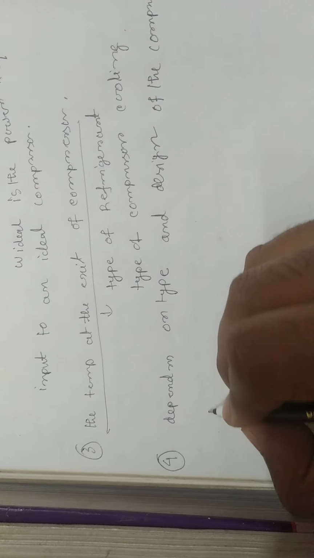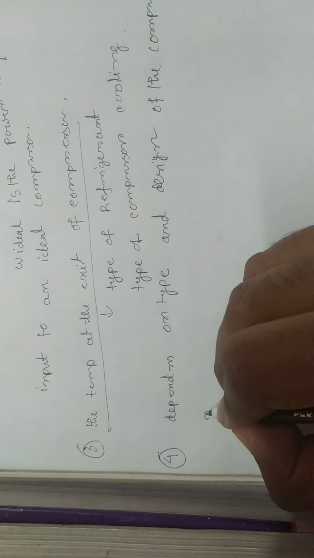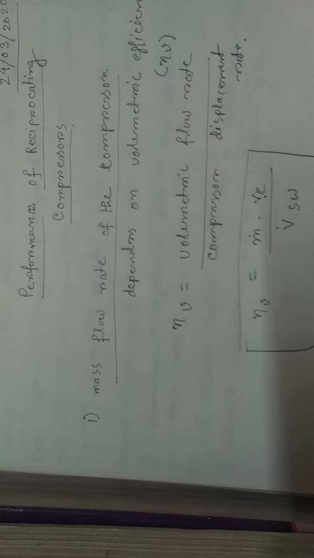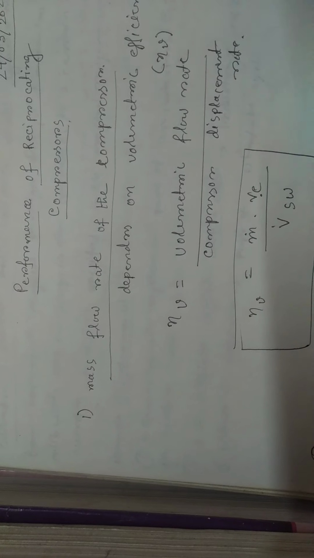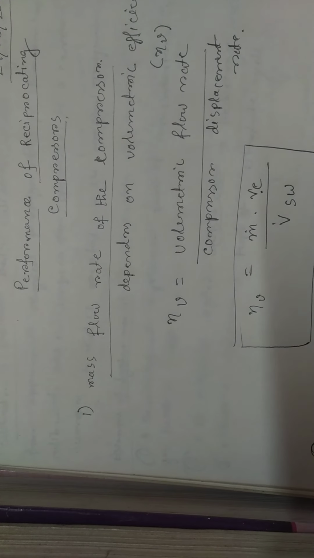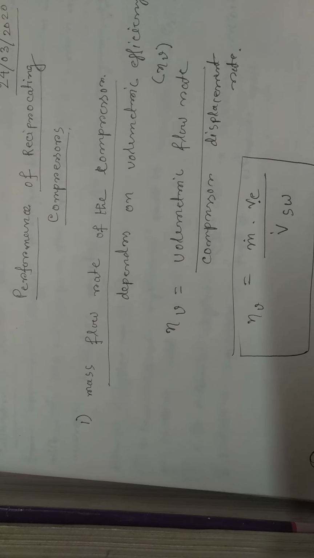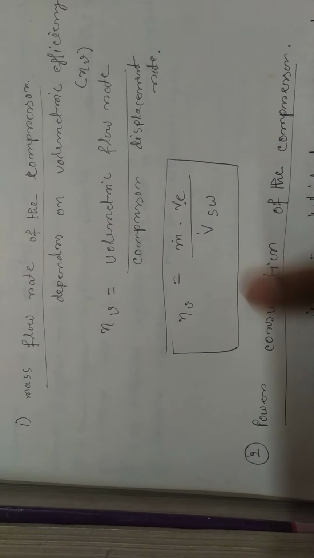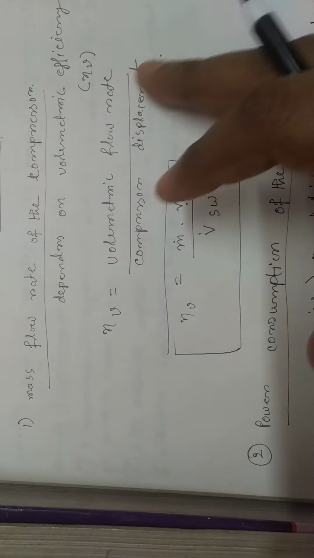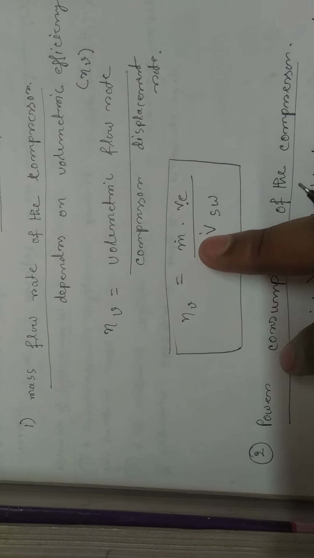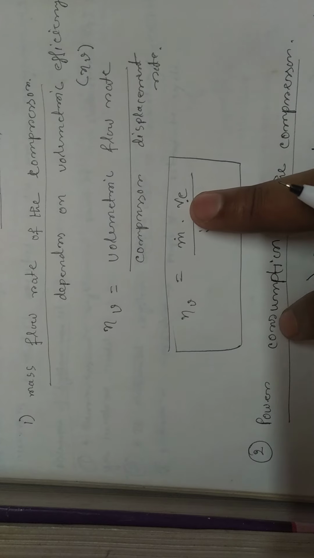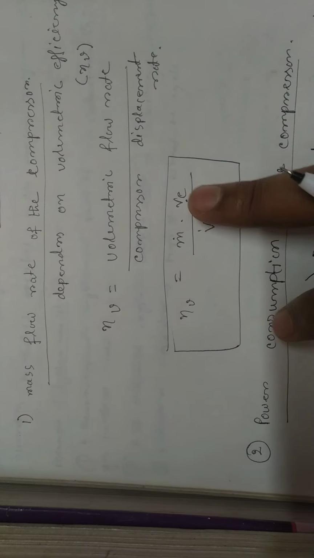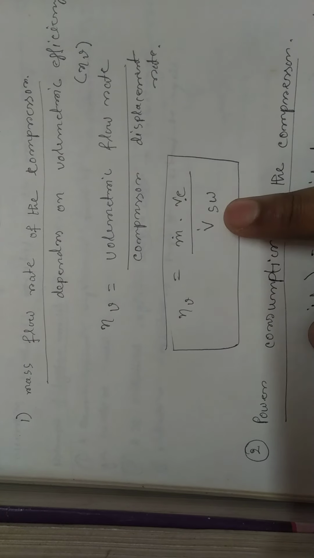So the mass flow rate of refrigerant, there are main four points actually, the performance. The first point was the mass flow rate of the compressor, what rate of flow actually occurs within the compressor. That depends on parameters like the exit volume of the compressor after compressing, as well as the sweep volume.